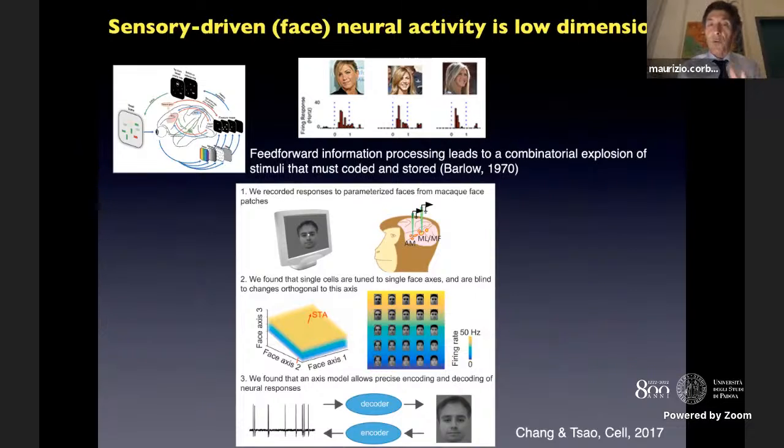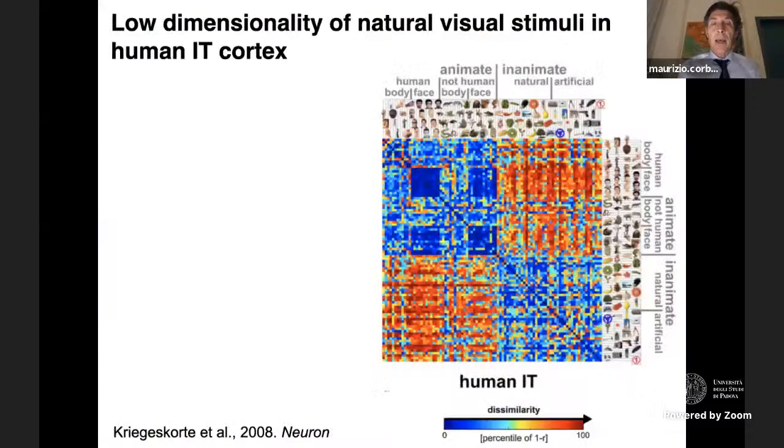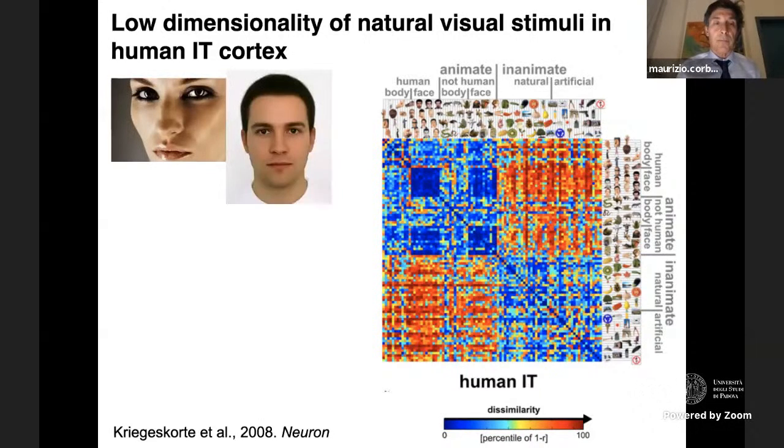This is actually task-driven activity. What I think is going on is that these 50 components are actually coded in the spontaneous activity of the brain. Here's another example of low dimensionality: Chris Gregorti et al. Activity in inferotemporal cortex in humans can be coded in one axis that is basically coding for inanimate versus animate objects. Of course, there are all the little details, but at the highest level, you have a latent variable that is coding for this in cortex.